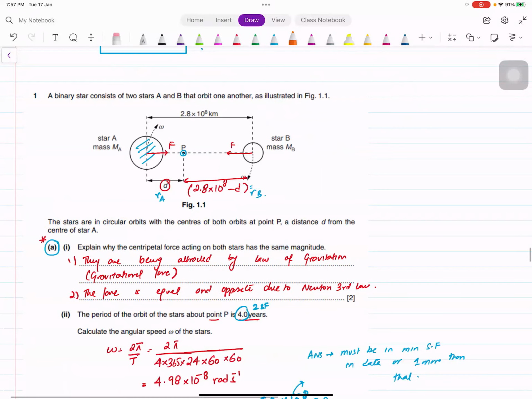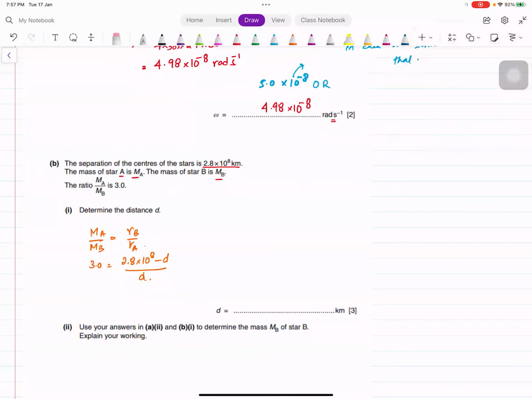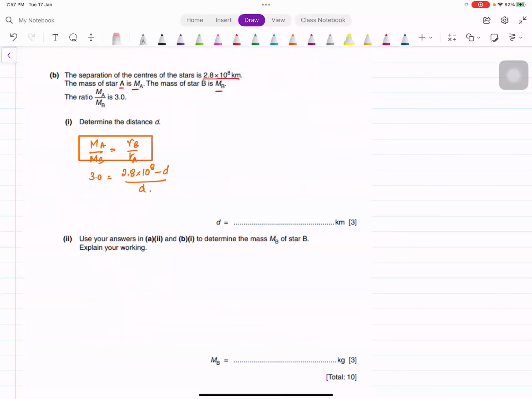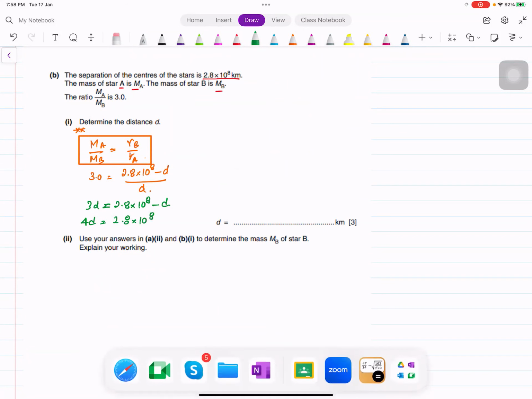Yes, sir. Now, if you do not remember this relationship, you are in trouble, my friends. So you have to remember this. Anyway, then it's 3d equals 2.8 times 10 raised to 8 minus d. You take it there, it's going to be 4d, 3d plus d, equals 2.8 times 10 raised to 8, and then you can just divide it.